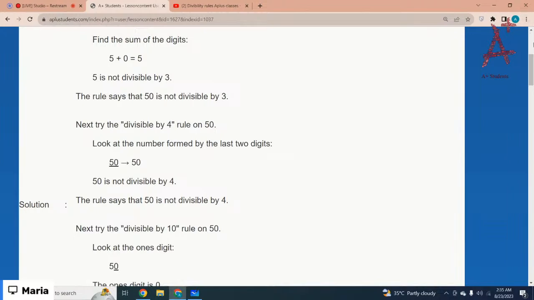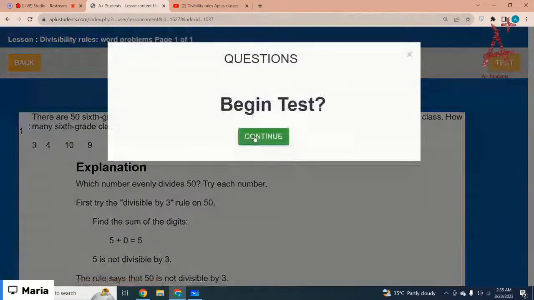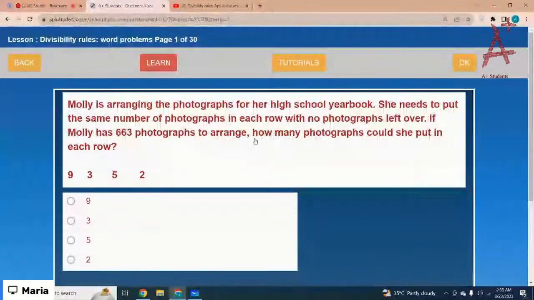Let's just start with the practice questions. Molly is arranging the photographs for her high school yearbook. She needs to put the same number of photographs in each row with no photographs left over. If Molly has 663 photographs to arrange, how many photographs should she put in each row? Like the total photographs are 663. On each page, you have to put an equal number of photographs. So basically, you have to say 663 is divisible by which number? You have to apply the divisibility rules.